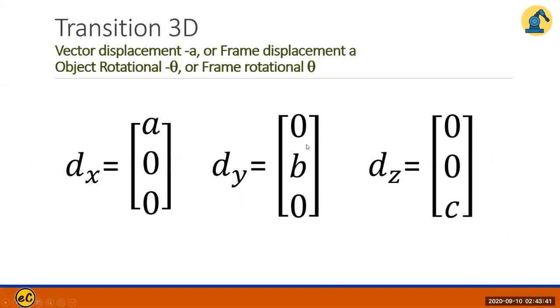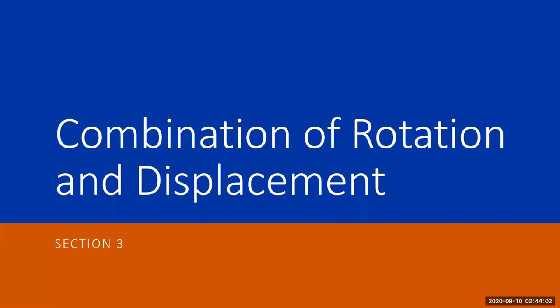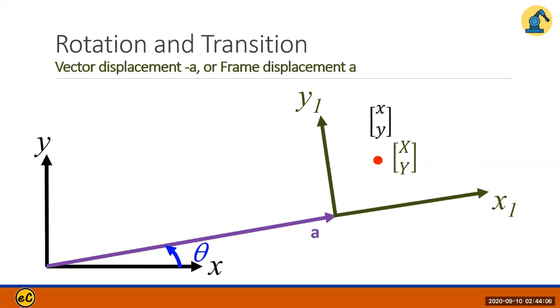So if we have 3 dimensions, if we have a displacement on a frame, it will be A. If we have a displacement in the y direction, it would be written down as B. Z direction, we will write down as C. So something like this. So that's 3D.